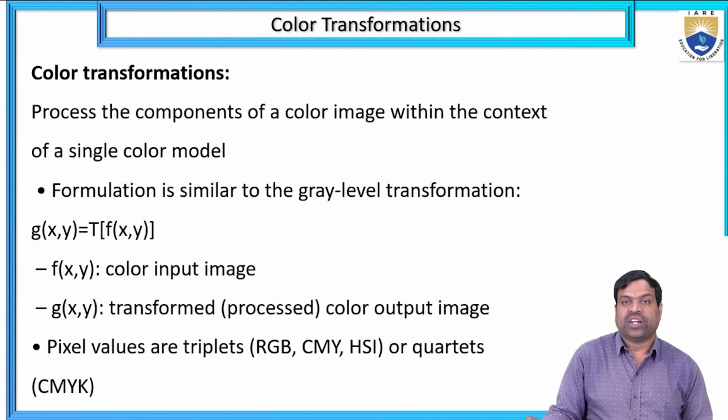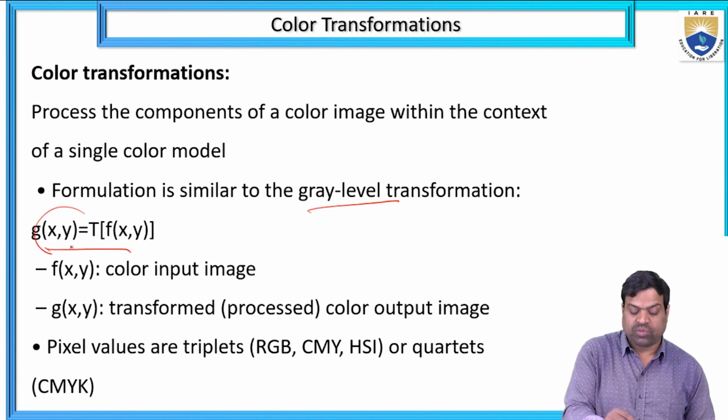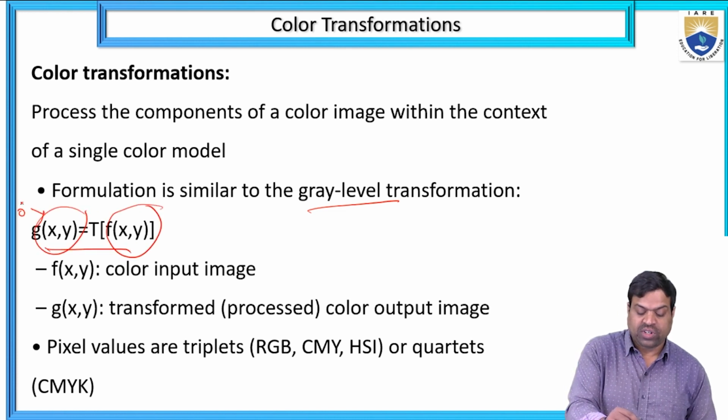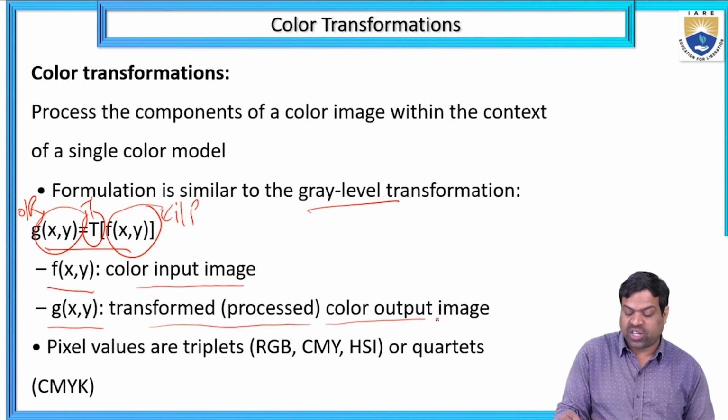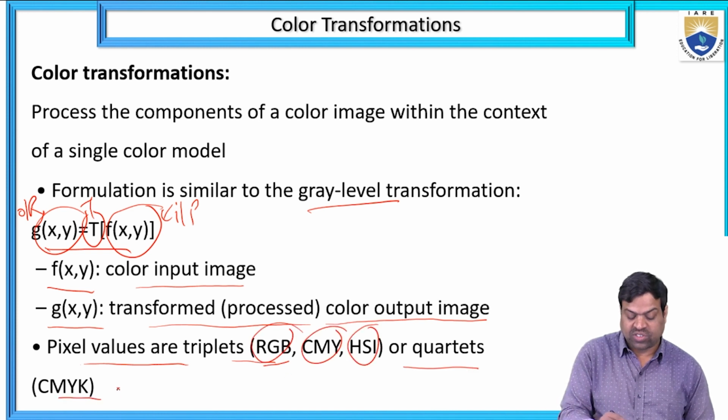So what are color transformation techniques? They process the components of the color image within the context of a single color model. The formulation is similar to gray level image transformation: g of x comma y equals T of f of x comma y. That is, the output equals the transformation technique applied to the input image, where f of x comma y is the color input image and g of x comma y is the transformed color output image. Pixel values are triples in RGB, CMY, HSI, or quadruples in CMYK.